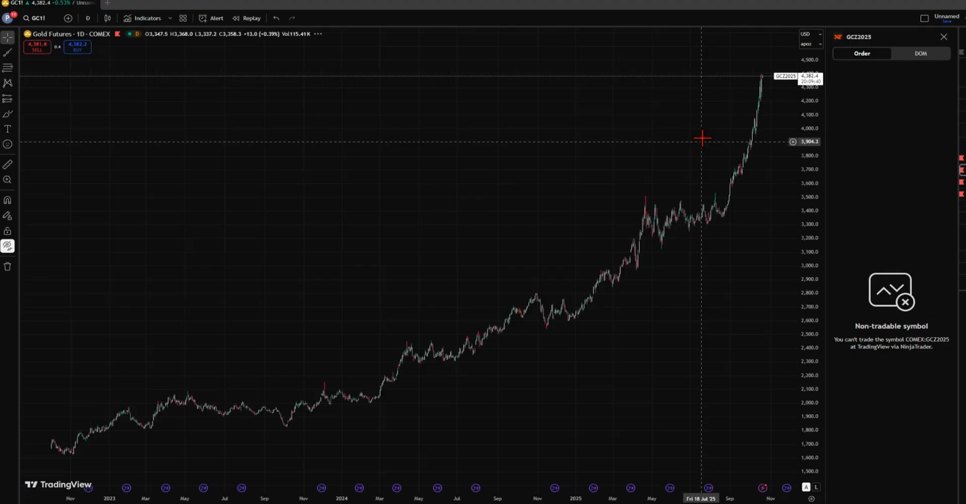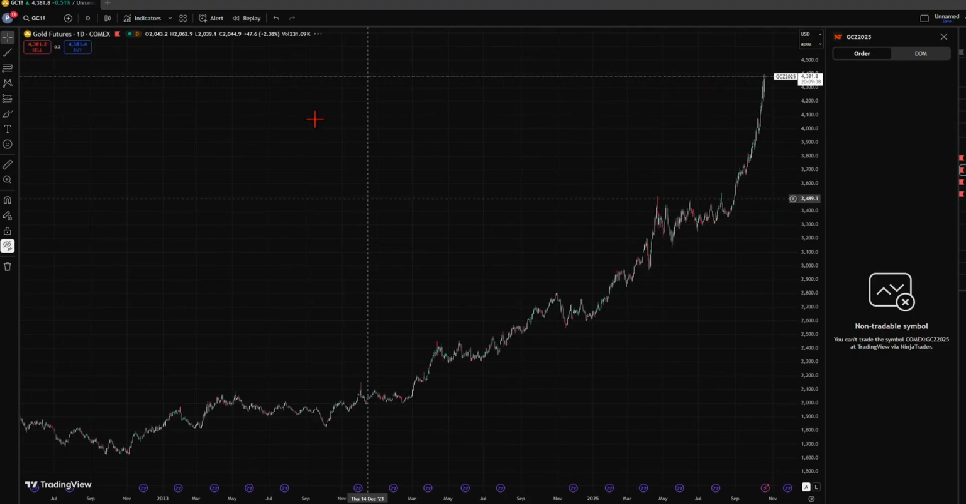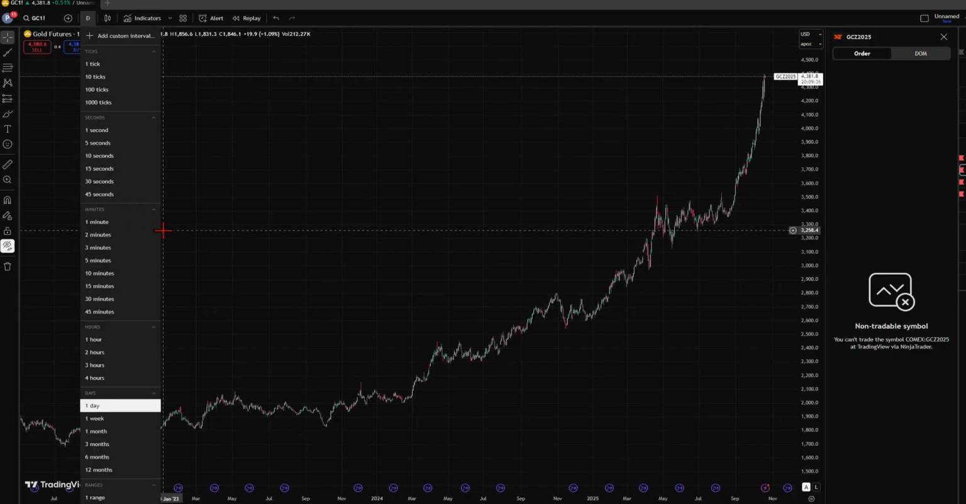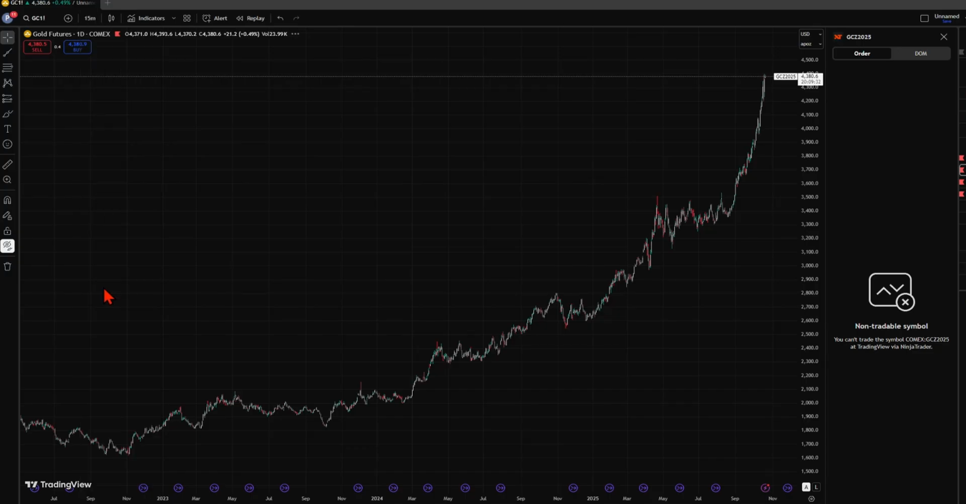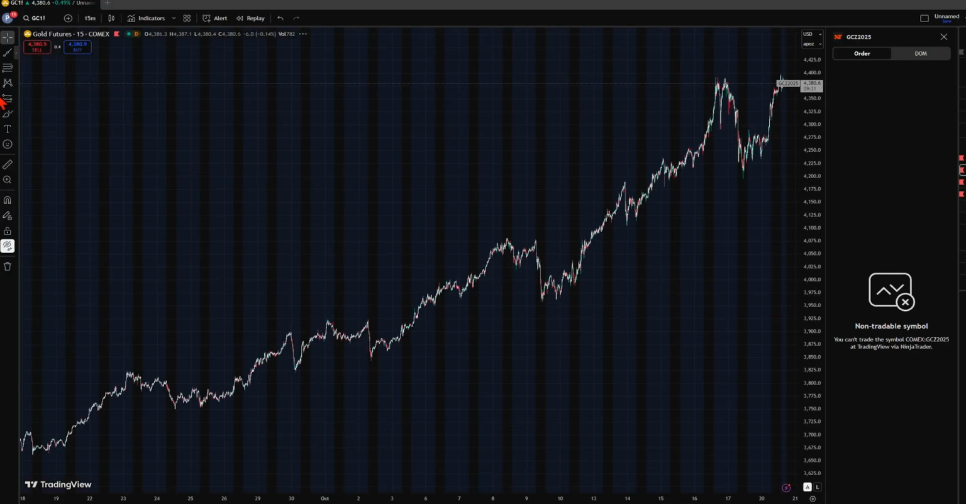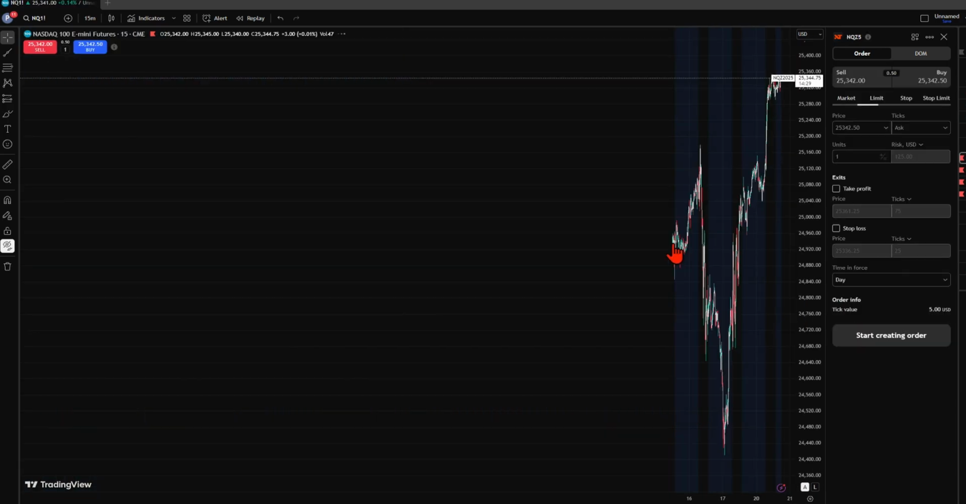So we're expecting gold to come back and retest this area at some point. Gold will collapse at some point. And let's go back to NQ.